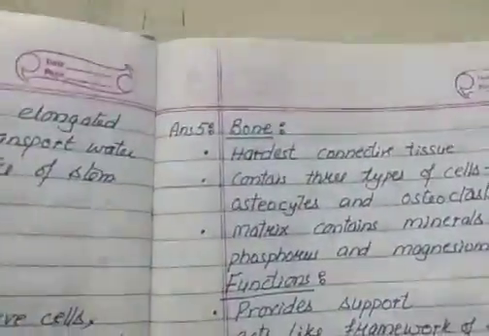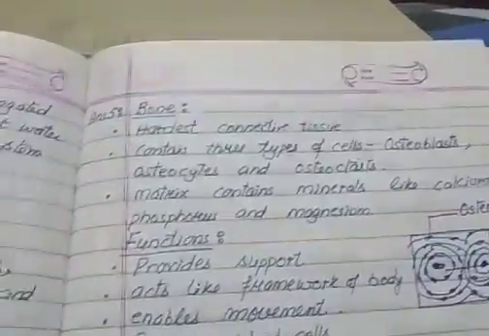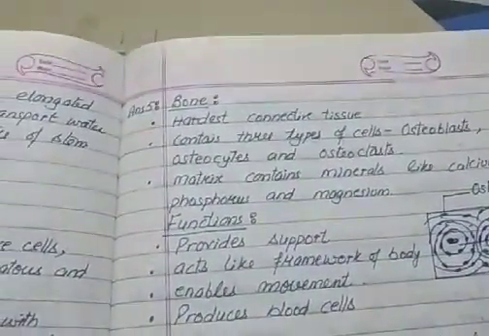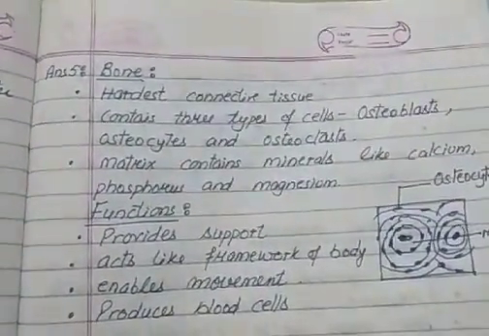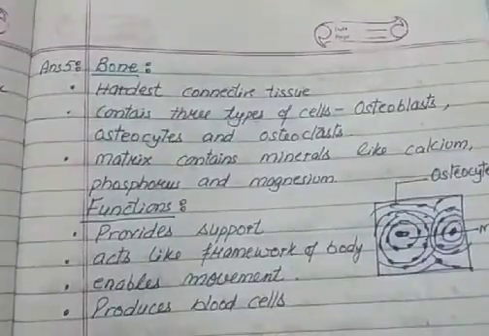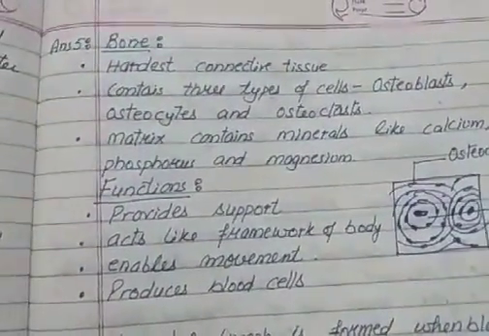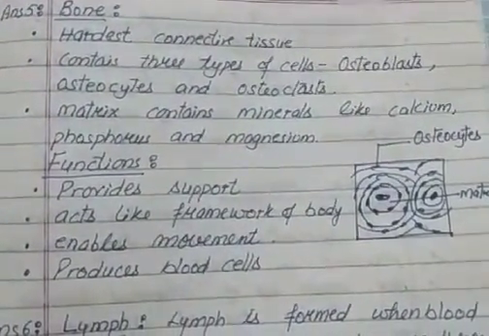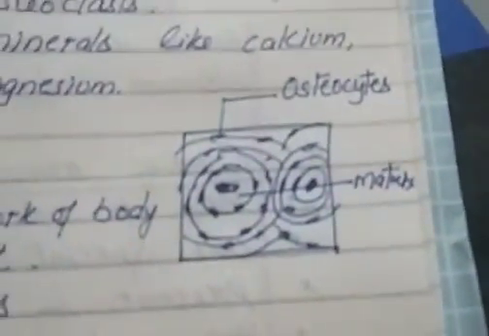Now next question number 5 is, what is bone? What is the function of it? Describe the structure and functions of bone. Now bone, hardest connective tissue, contains 3 types of cells: osteoblasts, osteocytes and osteoclasts. Matrix contains minerals like calcium, phosphorus and magnesium. This is the diagram. It is also available in the book.